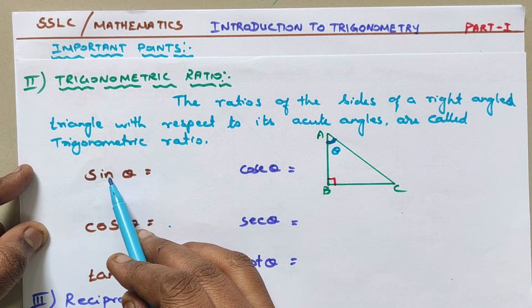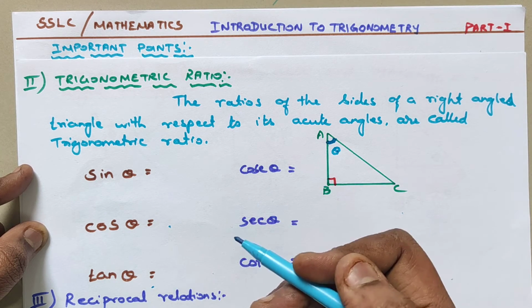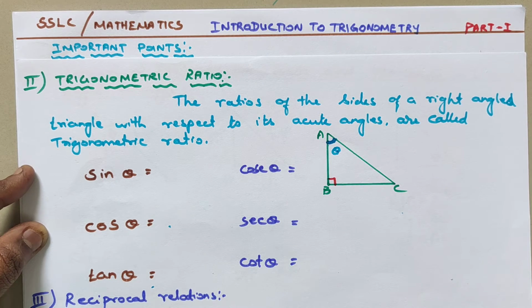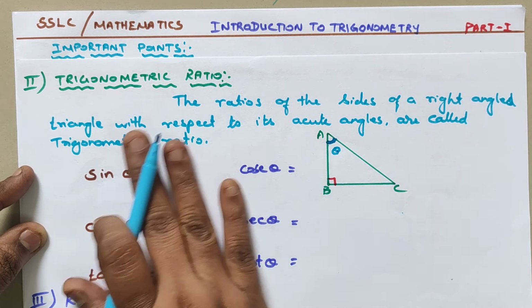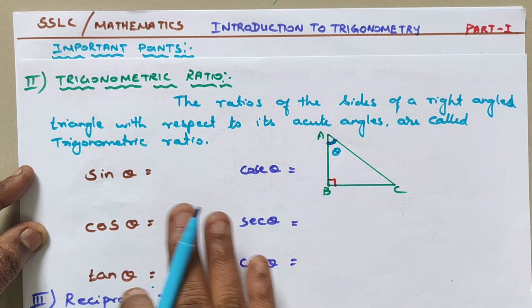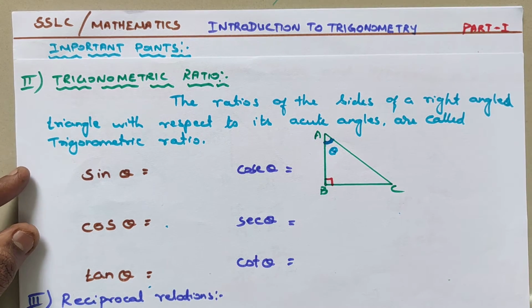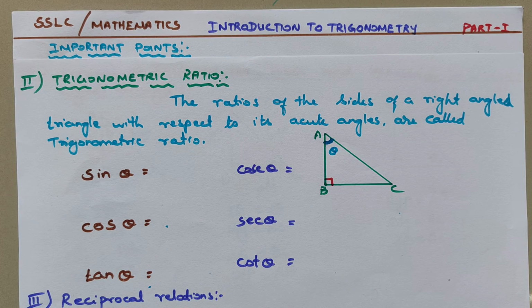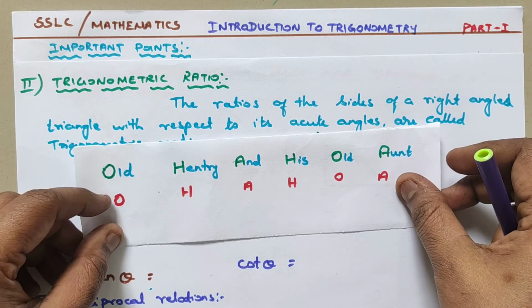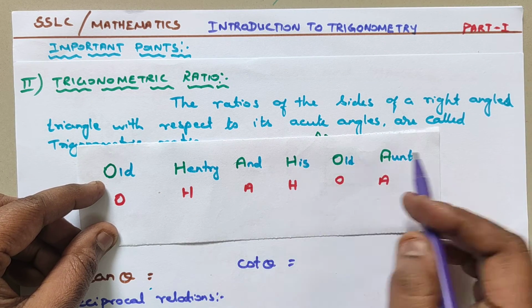The reciprocal of sin theta is cosecant. Reciprocal means 1 by sin theta. I will explain the next important point: how to remember the formulas for sin theta, cos theta, tan theta, cosecant theta, secant theta and cot theta. For this, remember the sentence: Old Henry and his old aunt.